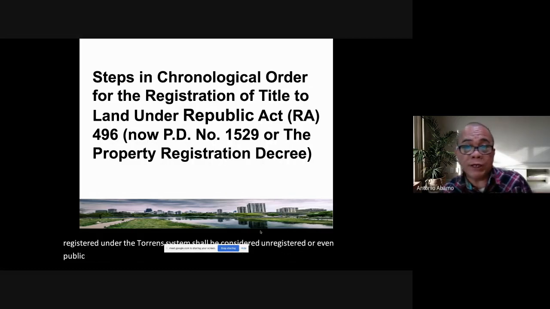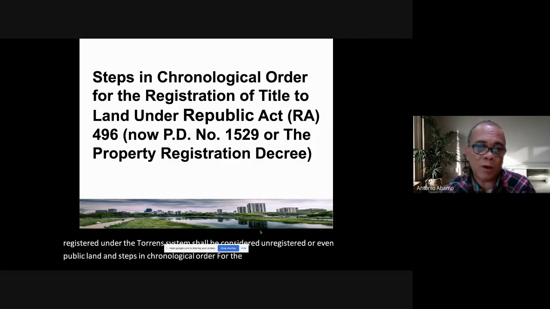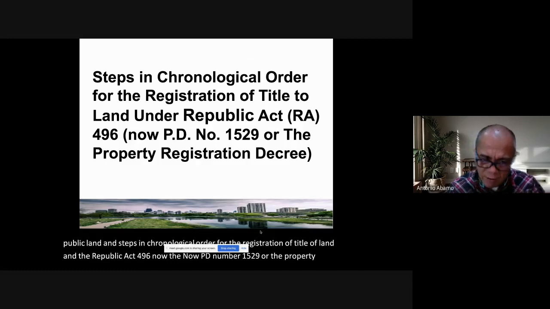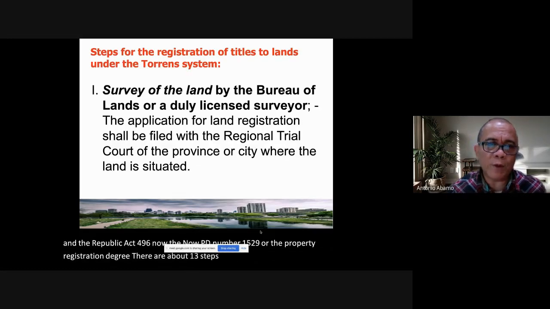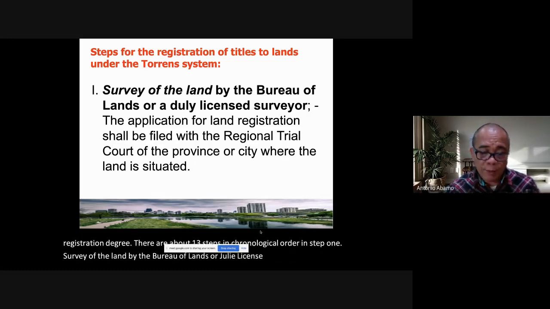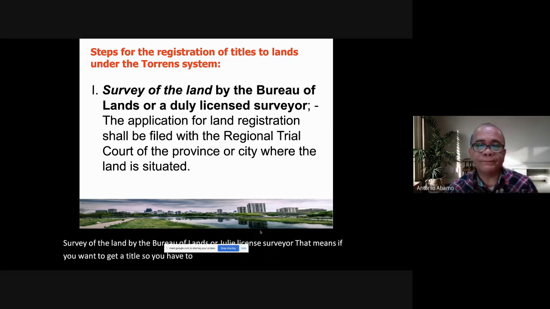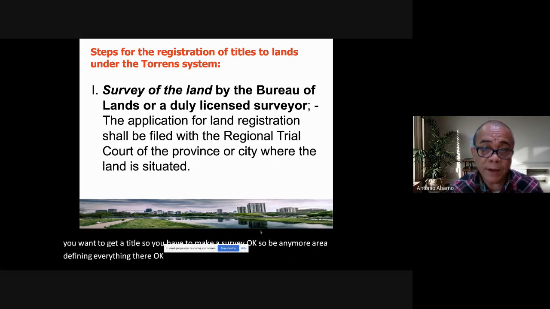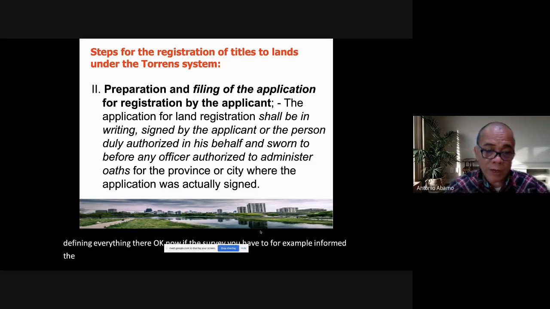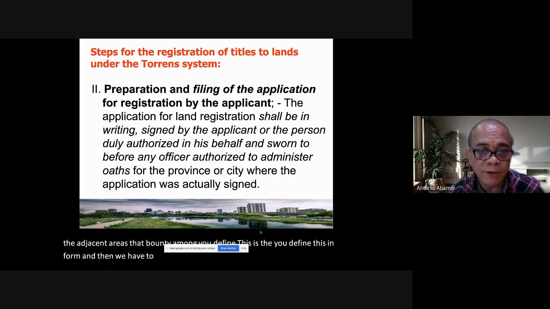Now, steps in chronological order for the registration of title of land under Republic Act 496, now PD number 1529, or the Property Registration Decree. There are about 13 steps in chronological order. Step 1, survey of the land by the Bureau of Lands or a duly licensed surveyor. That means if you want to get the title, you have to make a survey. Okay? Survey your area, defining everything there. In the survey, you have to inform the adjacent areas of what you define. And then you have to sign that they conform to the definition of the land survey.